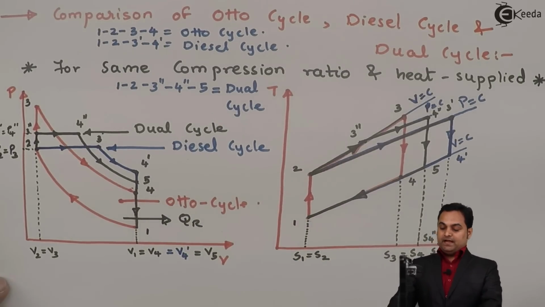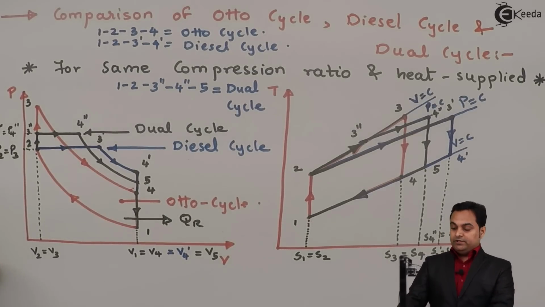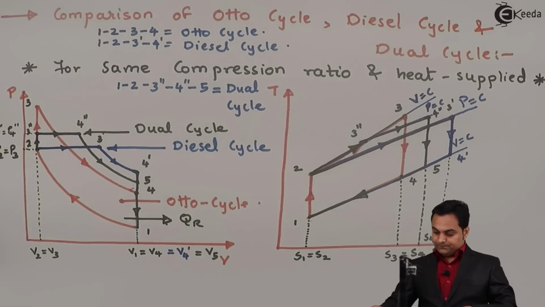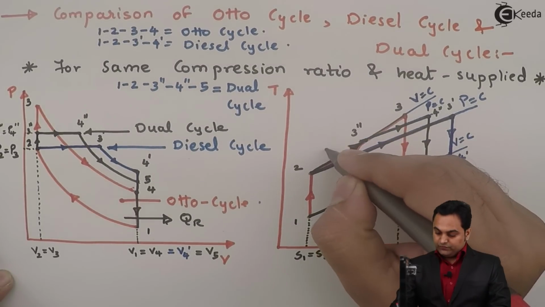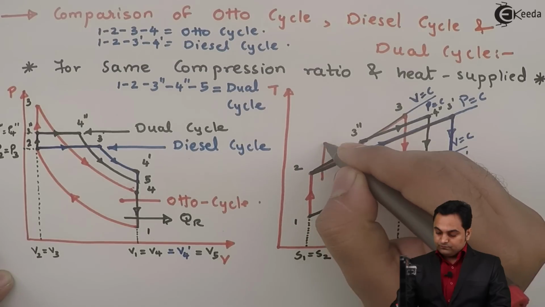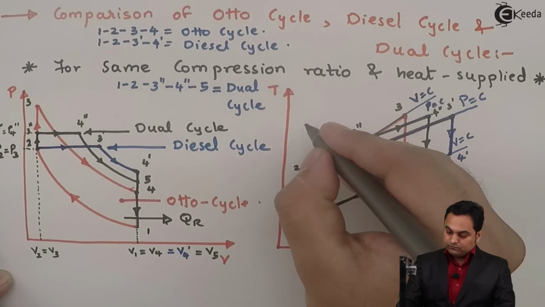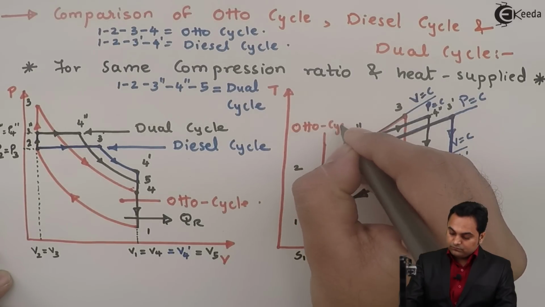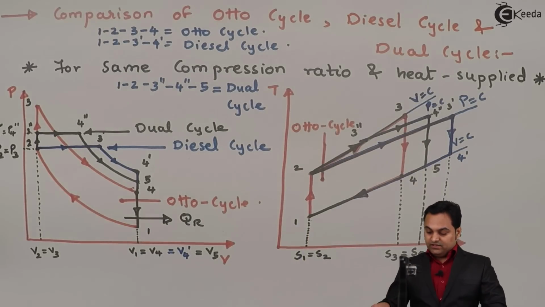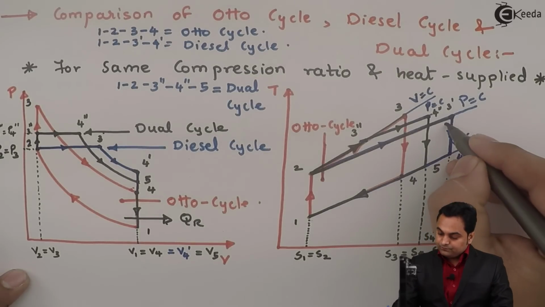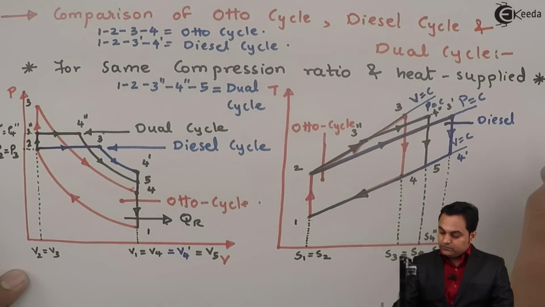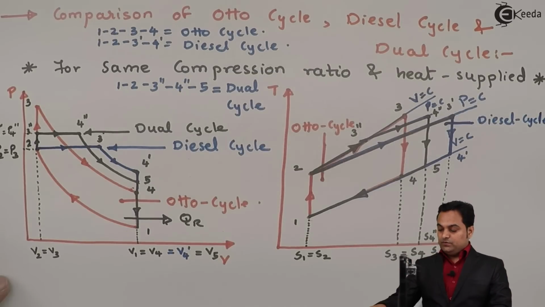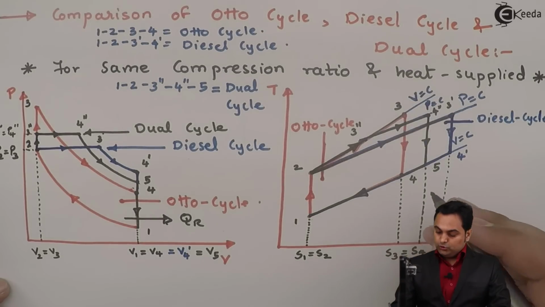The same thing I can show on the TS diagram as well, that the cycle which is in red, that is the Otto cycle, next the cycle which is in blue, this is diesel cycle. At last, the cycle which is in black, that is dual cycle.